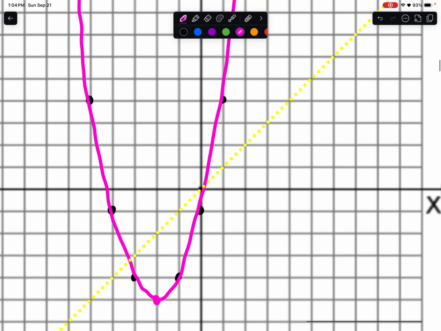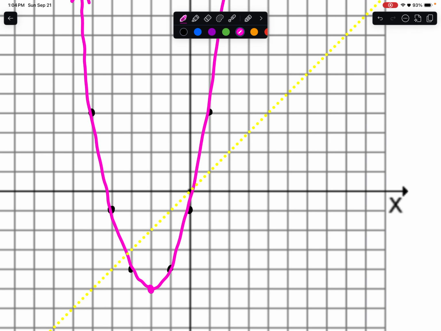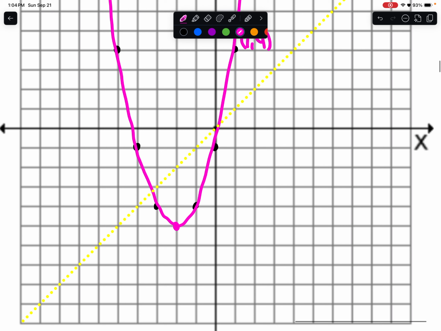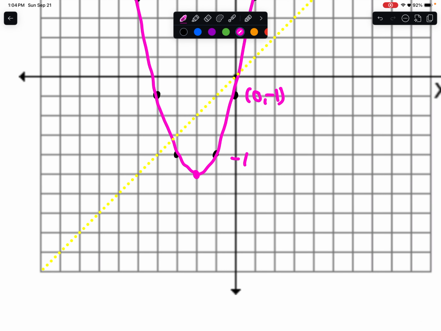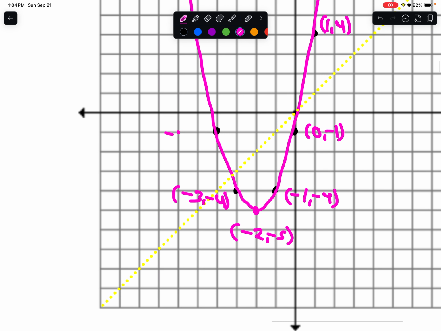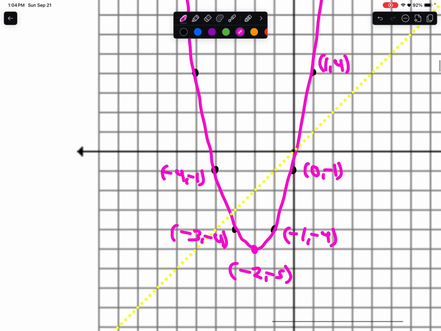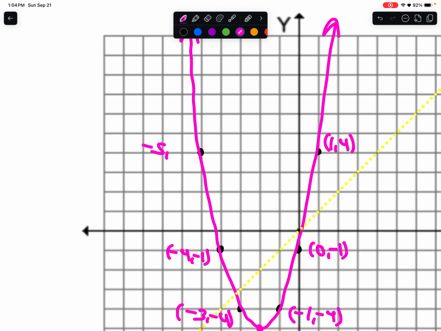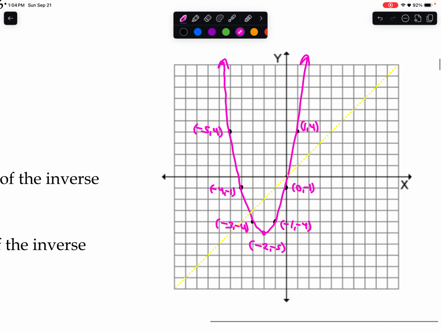So my original points are (1, 1), (2, 4), (0, −1), (−1, −4), (−2, −5), (−3, −4), (−4, −1), then (−5, 4). I can never draw a 3. So those are all the original points.